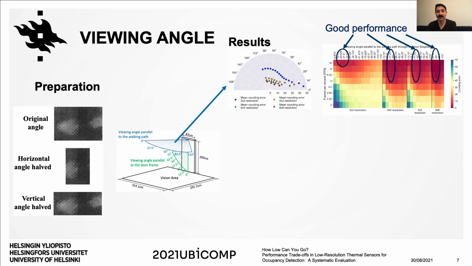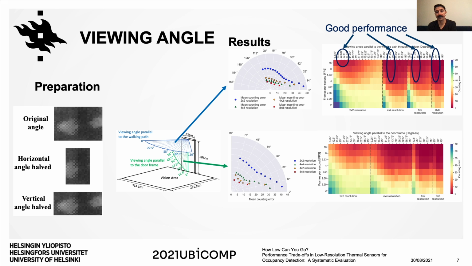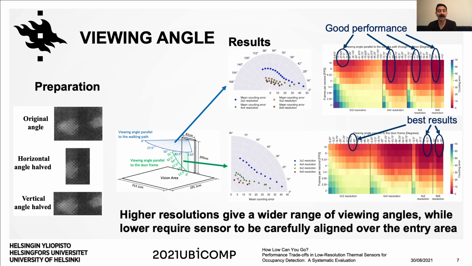The second type is parallel to the door frame, where the best results occur for viewing angles between 50 and 75 degrees using a resolution higher than 4 times 2. In general, high resolution provides a wider range of viewing angles, covers a wider area, and is more flexible in sensor alignment. Low resolution, however, requires the sensor to be very carefully aligned over the entrance.